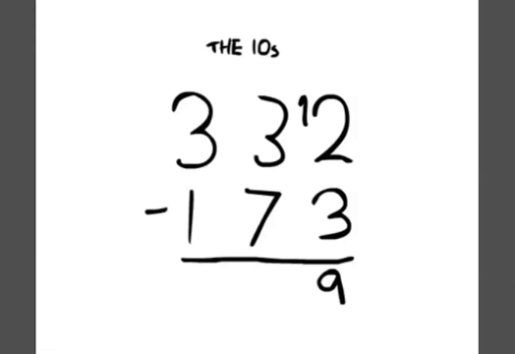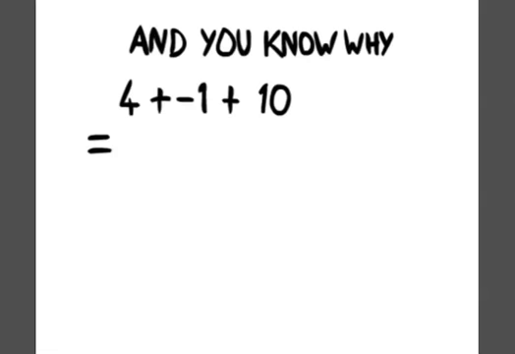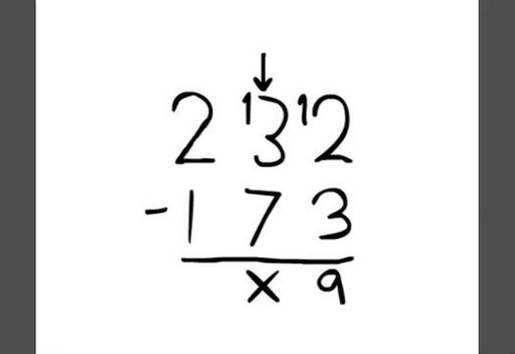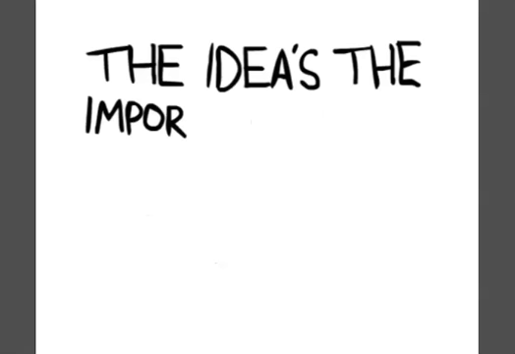Now instead of 4 in the tens place, you've got 3 because you added 1, that is to say 10 to the 2, but you can't take 7 from 3, so you look in the hundreds place. From the 3 you then use 1 to make 10 ones, and you know why 4 plus minus 1 plus 10 is 14 minus 1, because addition is commutative, right? And so you got 13 tens, and you take away 7, and that leaves 5. Well, 6 actually, but the idea is the important thing.